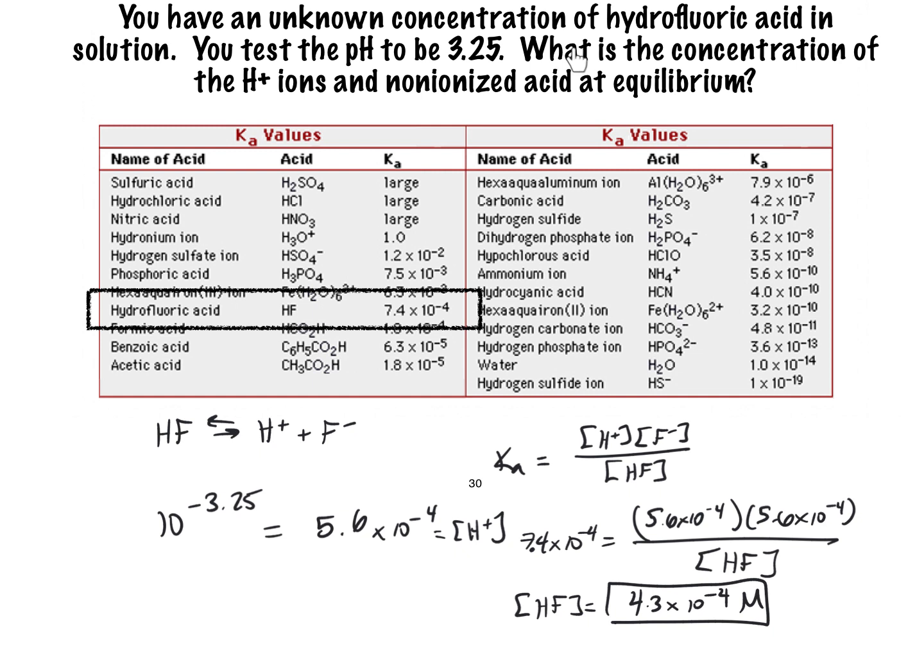The first question was, what's the concentration of the H+ ions? Well, we calculated that in the process of doing this problem: 5.6 times 10 to the negative fourth. And the amount of non-ionized acid at equilibrium is 4.3 times 10 to the negative fourth molarity.